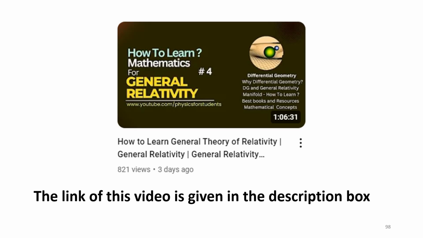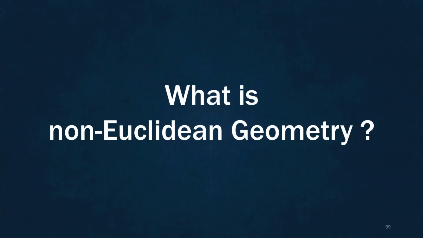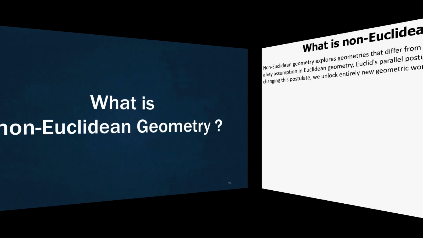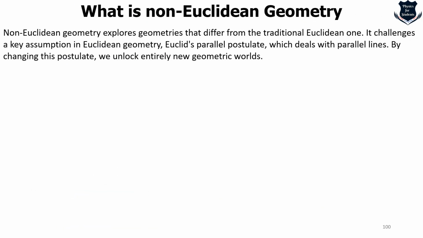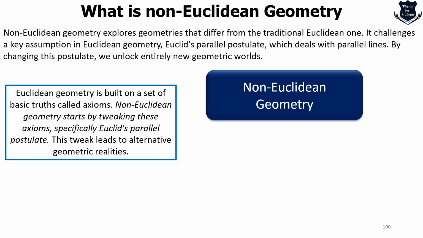So this actually clears up the concepts of understanding differential geometry, and the last portion is a little bit about what is non-Euclidean geometry, and also a little bit on the history part. So what is non-Euclidean geometry? As I told you earlier, a geometry that traditionally differs from the Euclidean ones, and we unlock a great new mysterious world of new geometry. Euclidean geometry starts by tweaking these geometrical parts, and non-Euclidean geometry actually has two parts.